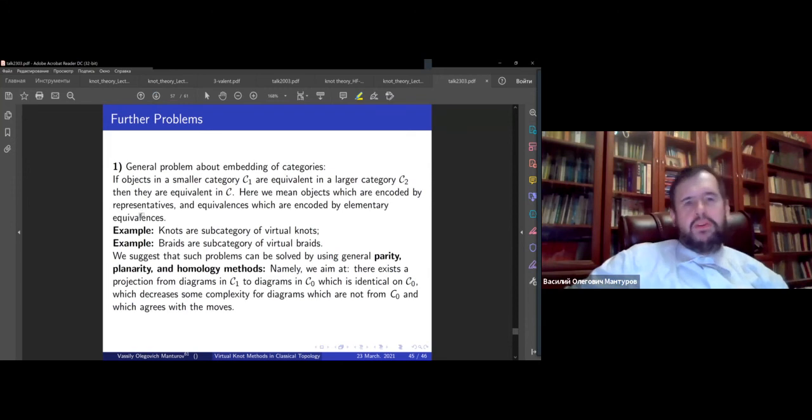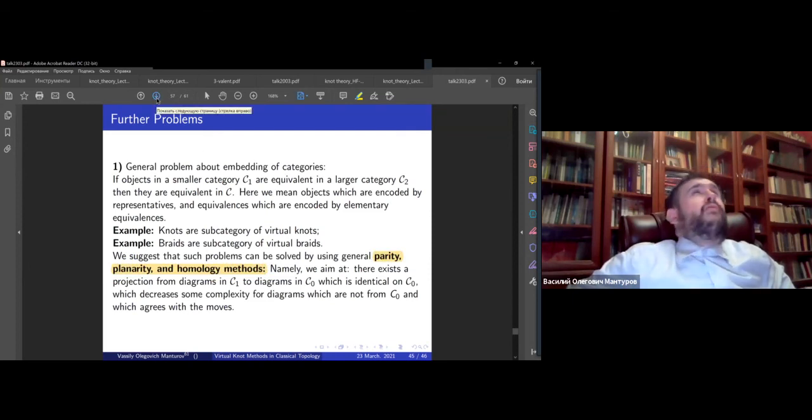For example, can we project? Actually, parity can prove some results that some small category is a subcategory of a large category, something like classical knots embed into virtual knots, because classical knots are even with respect to whatever parity, and virtual knots can be odd. And there is a way of projecting. And actually, we can do that for braids also. But actually, parity, planarity, and homology methods can give rise to much more.